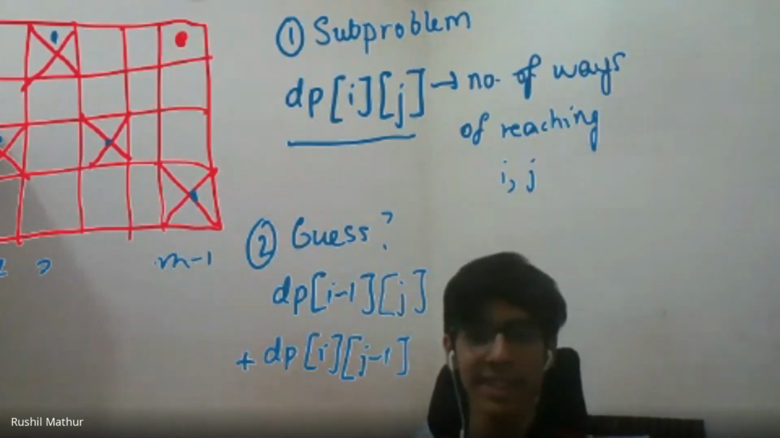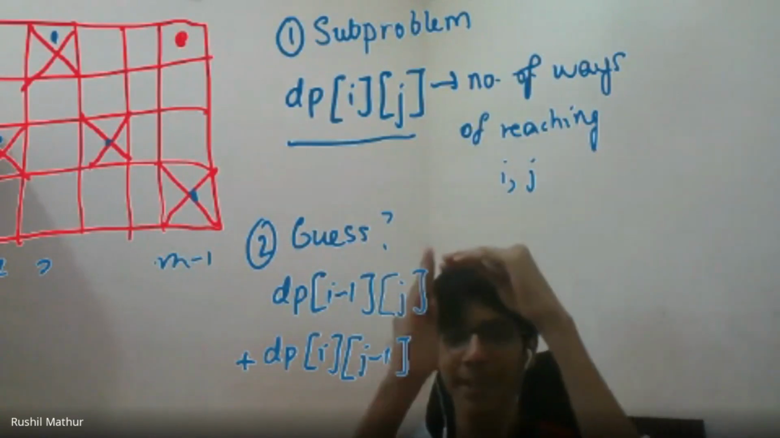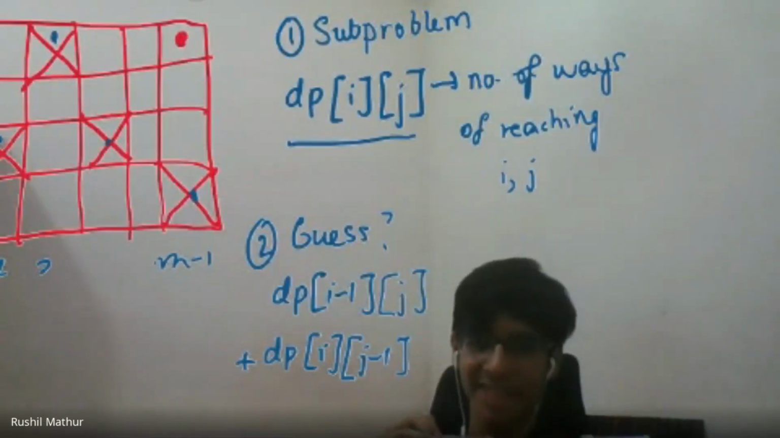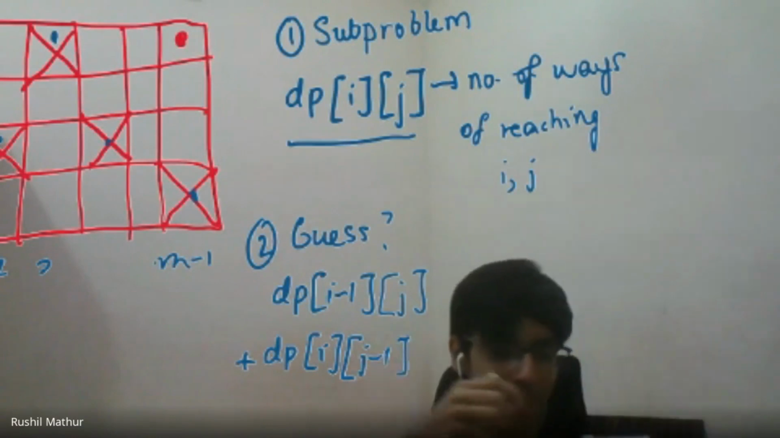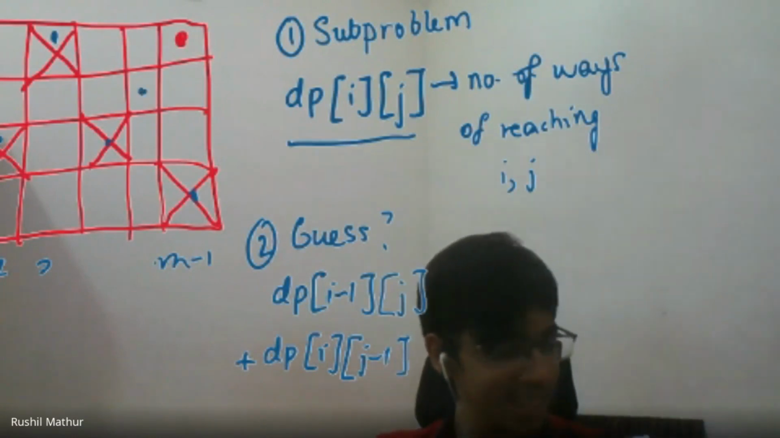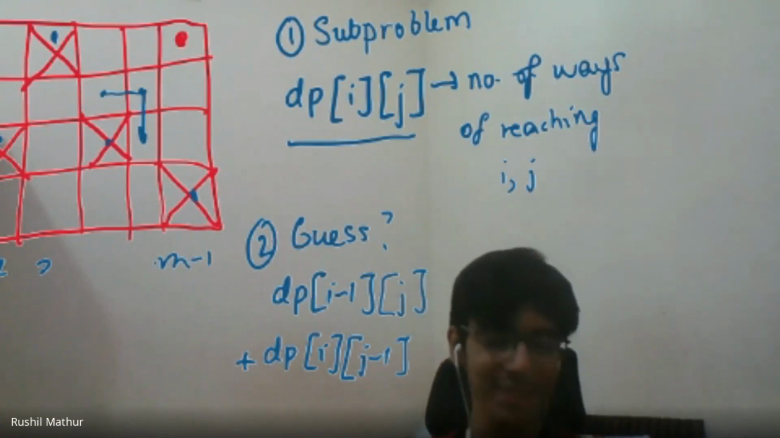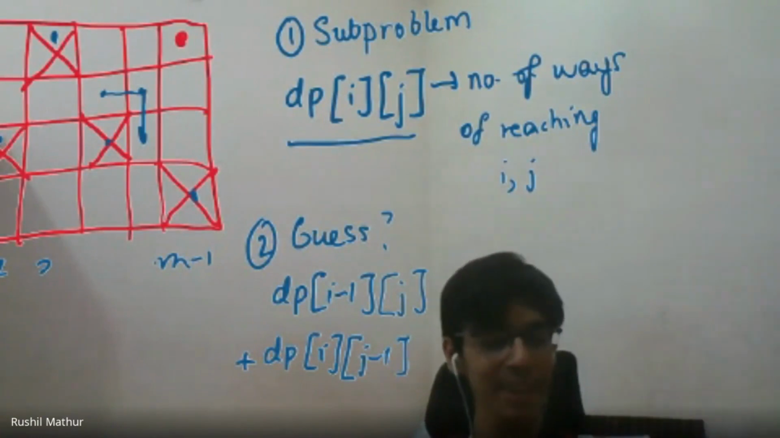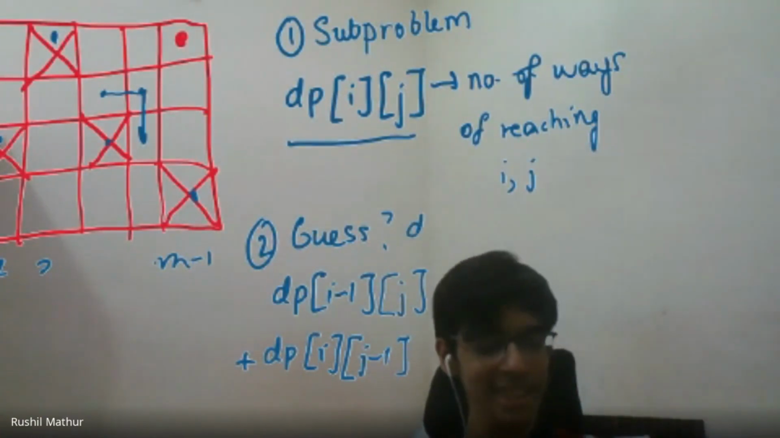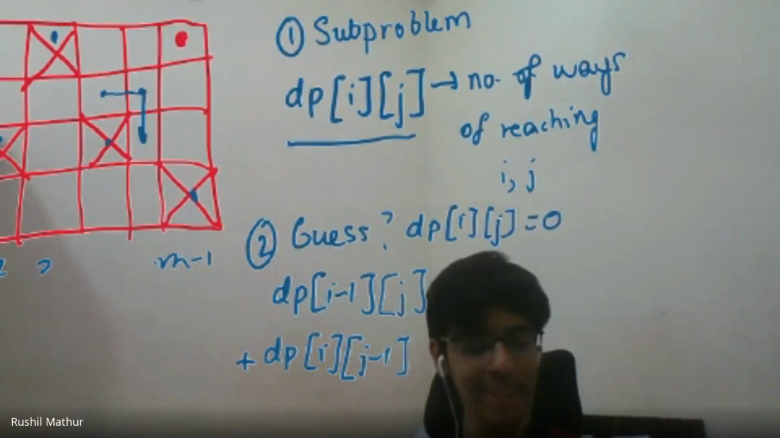So it's either you've come from the left or you've come from below, and it's kind of a Fibonacci sequence, but in 2 dimensions. This will tell you from here or from here. It's a Fibonacci in 2 dimensions, you can say. It's interesting to think of it like that. But the important thing to note here is this is only if it is unblocked. If dp[i][j] happens to be blocked, then directly 0.